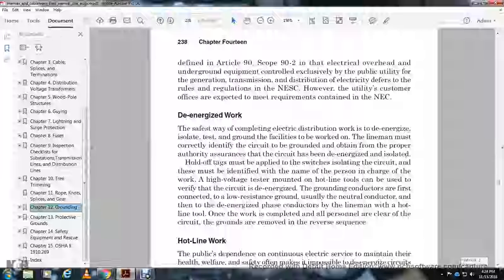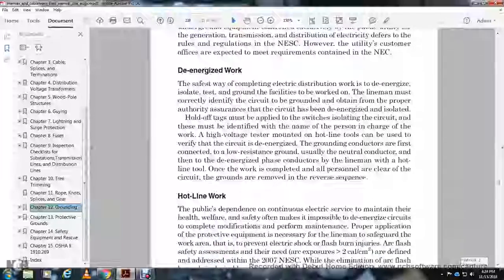can be used to verify that the circuit is de-energized. The ground conductor is first connected to a low resistance ground, usually the normal neutral conductor, and then to the de-energized phase conductor by the lineman with the hotline tool. Once the work is completed and all personnel are clear of the circuit, the grounds are removed in the reverse sequence.